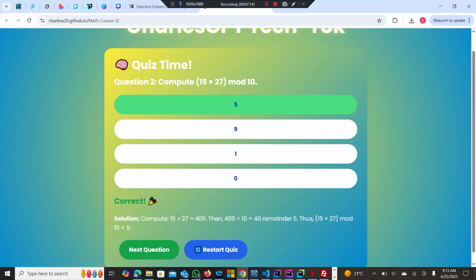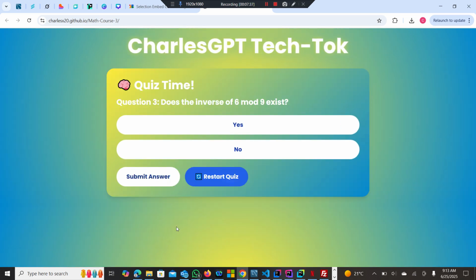Okay, correct. So this one is pretty much easy. You times 15 times 27 will be 405. Then you find the modulus. 405 divided by 10 is 40 remainder 5. Thus, since modulus works with remainder, the answer for the question would be 5. So that's how we got 5 for this. So I don't need to explain much. I've already explained it in my solution.